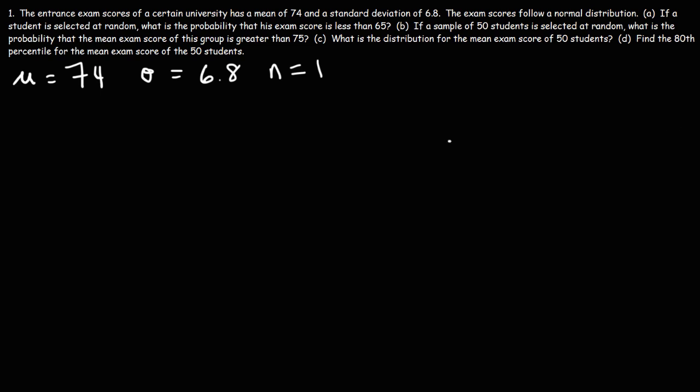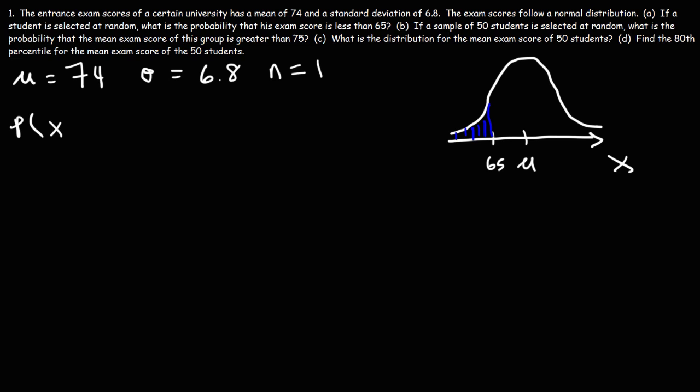Now, if we were to draw a graph, we're dealing with a probability distribution that has the shape of a normal distribution. So this is going to be x instead of x bar with the mean mu. Now, we want to calculate the probability that his exam scores is less than 65. 65 is going to be to the left of the mean. So we need to calculate the area under the curve to the left of 65. So the probability that x is less than 65 is going to be, now we need to calculate the z-score.